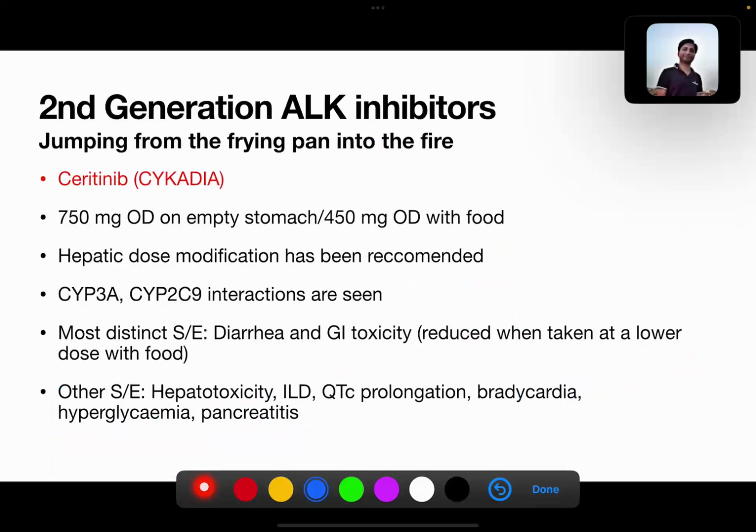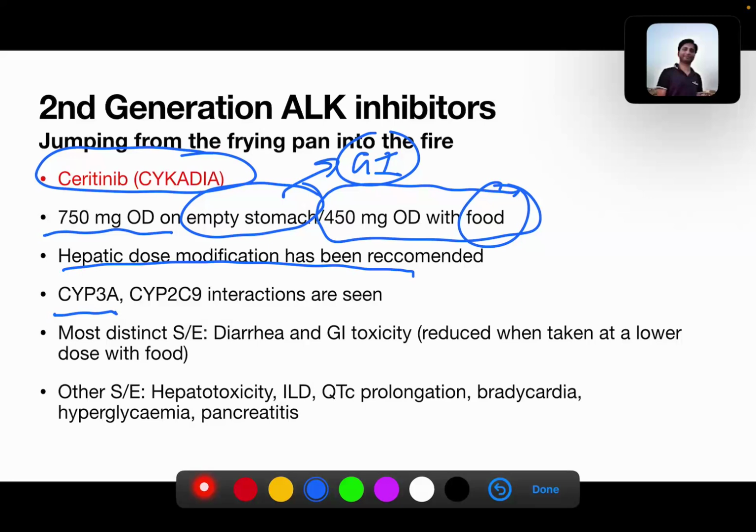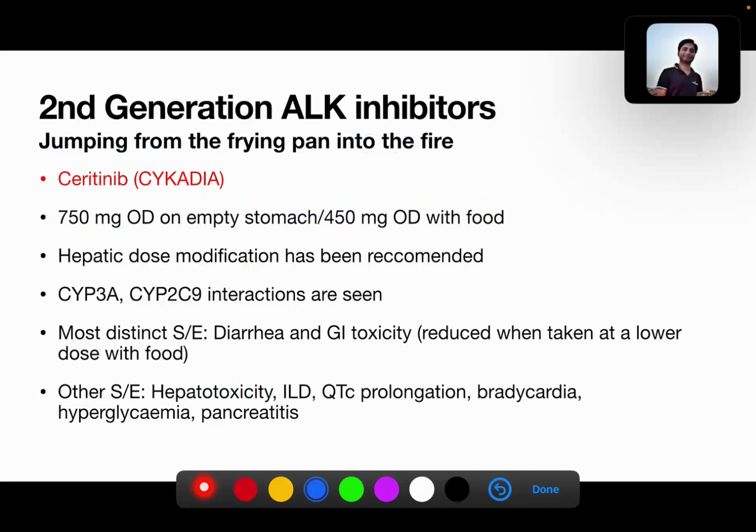Among second generation TKIs, the first drug approved was ceritinib. Ceritinib was given at a dose of 750 mg OD on an empty stomach. But what they found was that this had increased GI toxicity with 750 mg OD. So they found that you could give a reduced dose of 450 mg OD with food. Currently most of us practice with food, giving 450 mg OD. Hepatic dose modification is needed, and CYP3A4 and CYP2C9 interactions are seen. The most distinct side effect here is diarrhea and GI toxicity, which is reduced when taken at a lower dose with food. Others are hepatotoxicity, ILD, QTc prolongation, bradycardia, and you can also see hyperglycemia and pancreatitis with ceritinib.